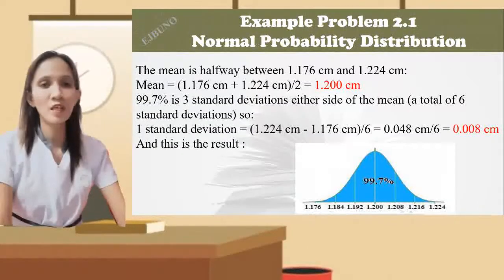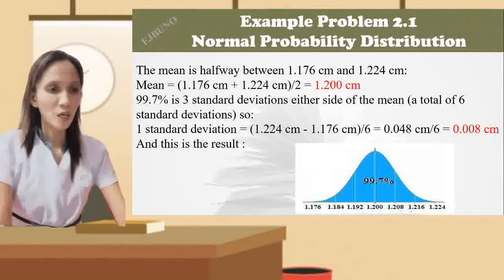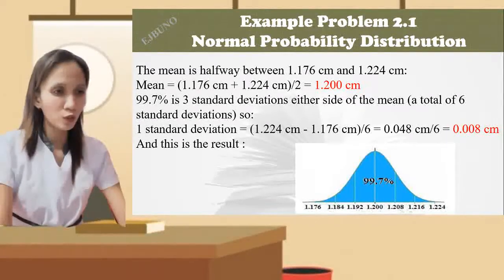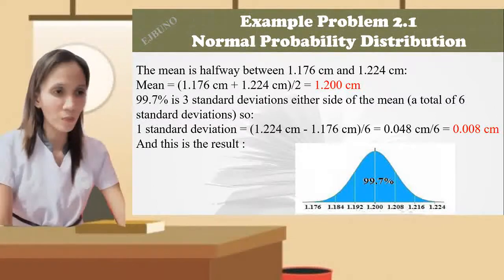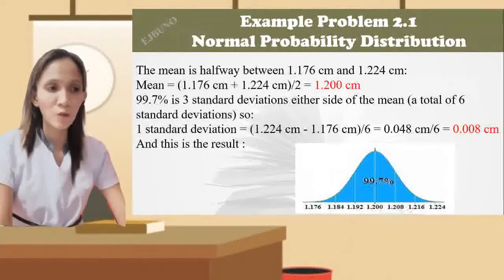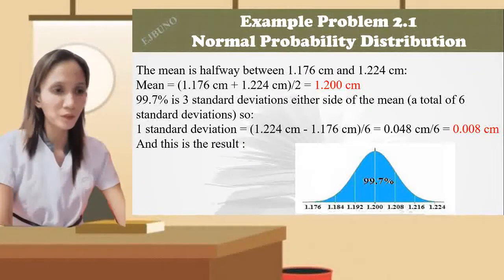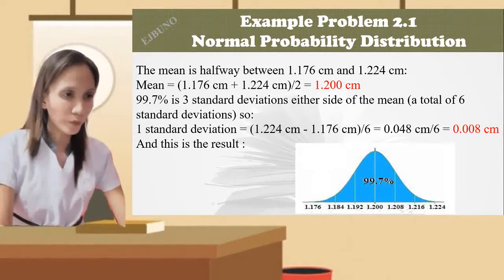Here, the mean is halfway between 1.176 cm and 1.224 cm. So you can see in the graph here, 1.2 is the mean. So 1.176 plus 1.224 cm divided by 2 is equal to 1.200 cm. This is our mean.